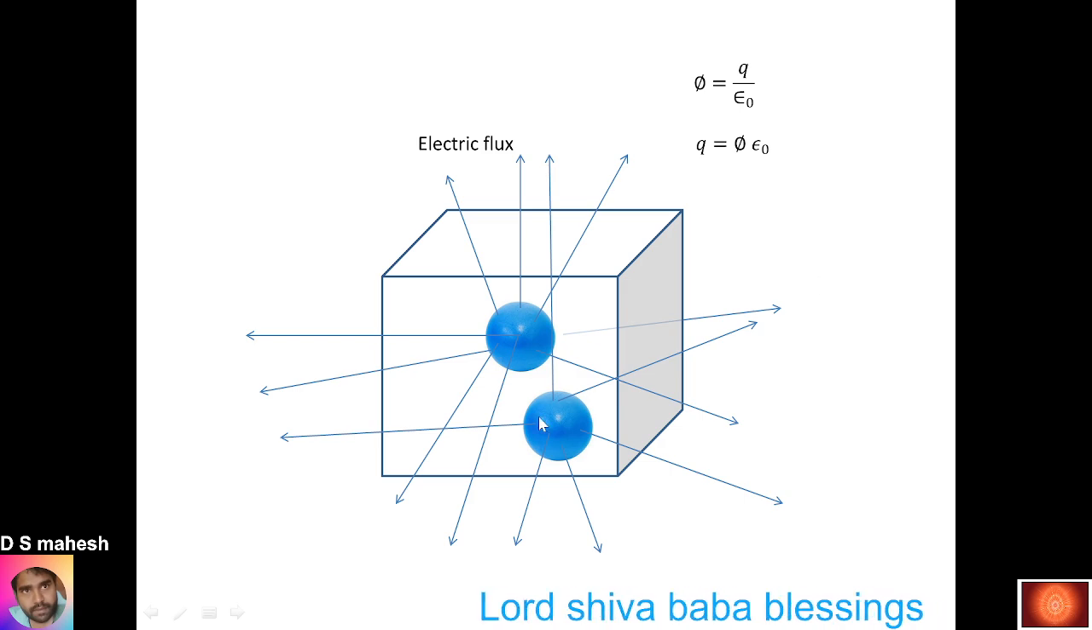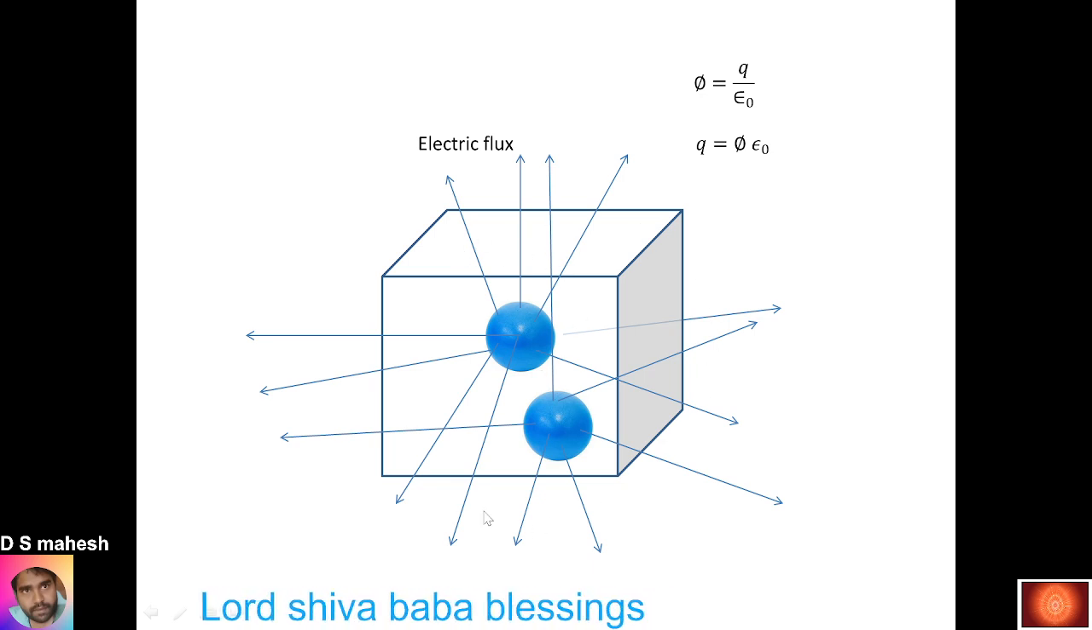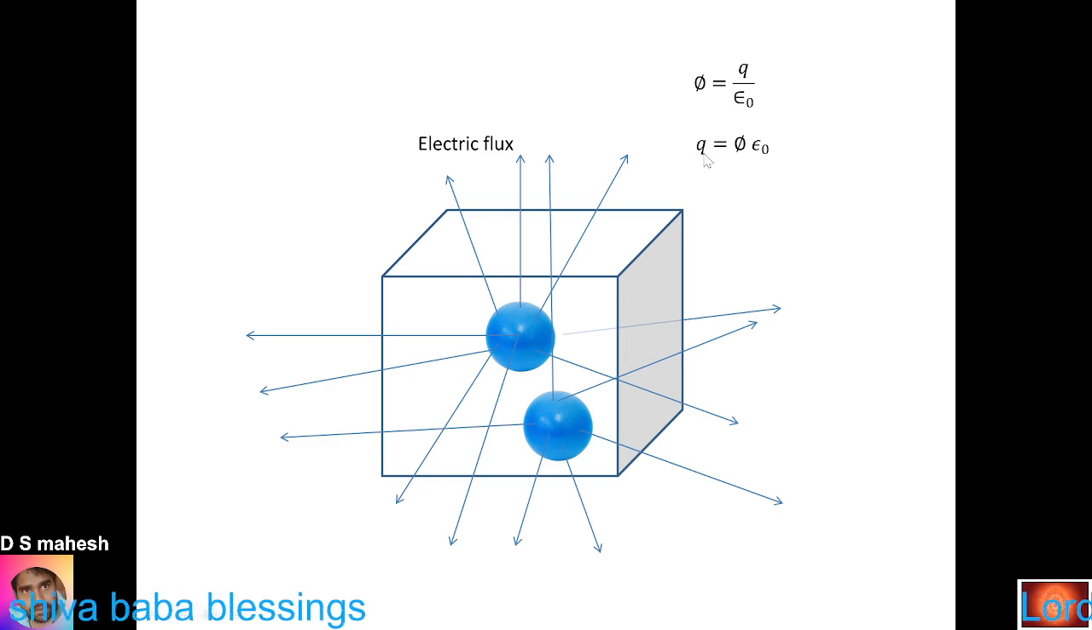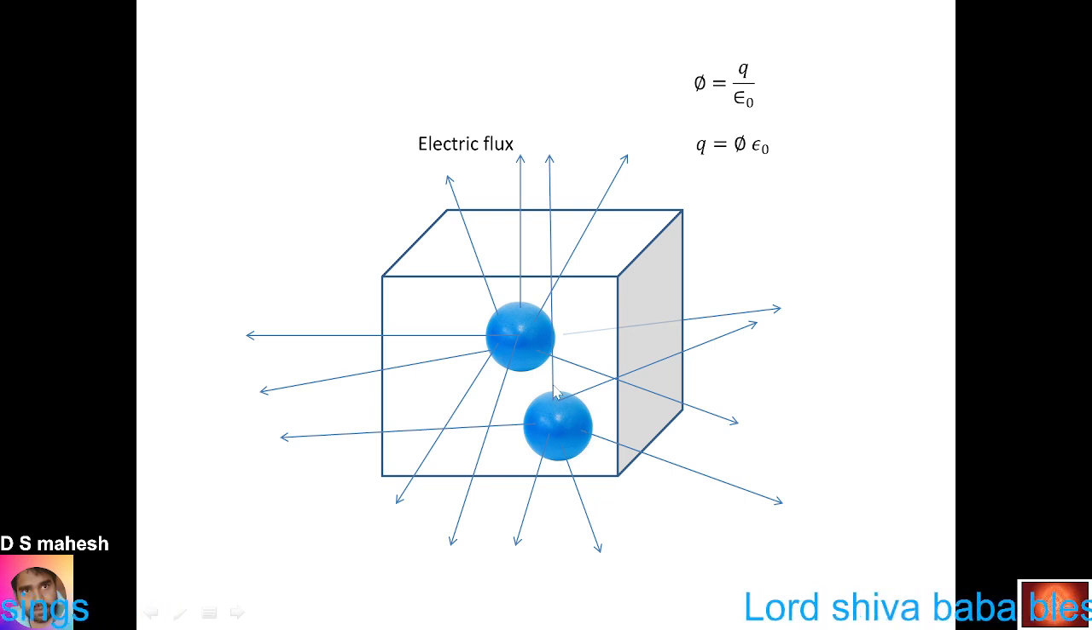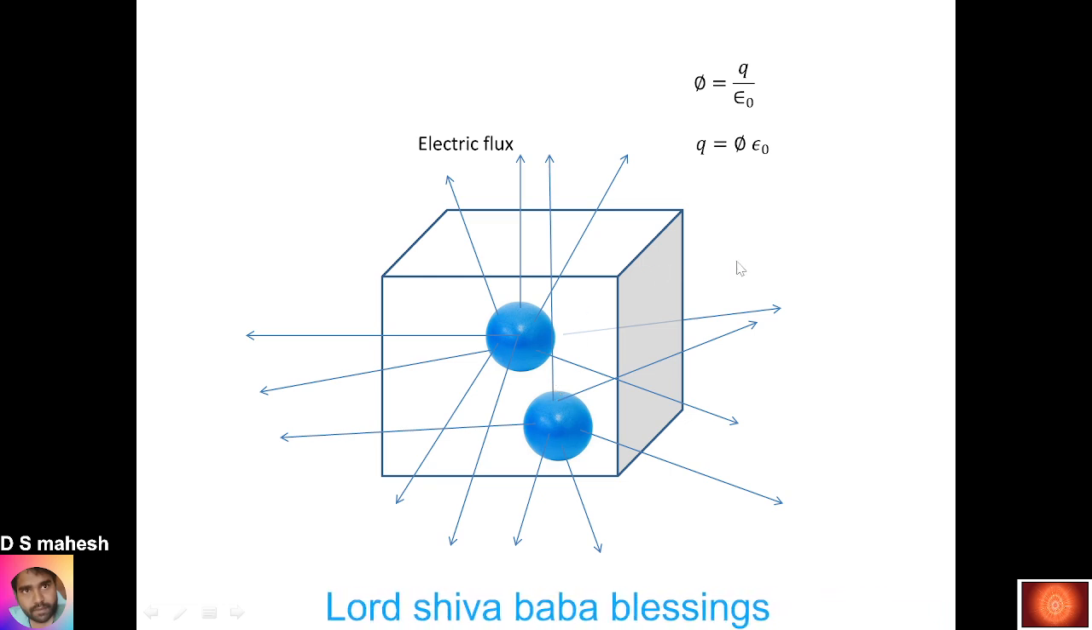So if there are two charges enclosed here, again if you are able to calculate the electric flux and multiply it by epsilon naught, you'll be able to get that there are two charges which are present within the enclosed surface. I hope you have understood this concept. Let us look at the simulation of this.